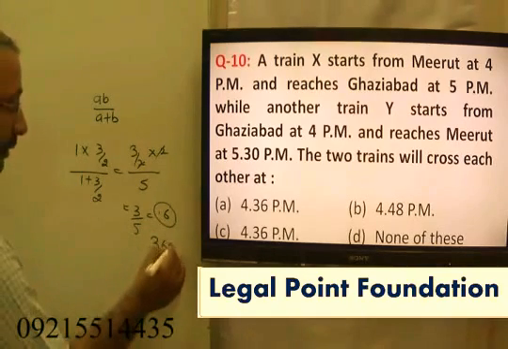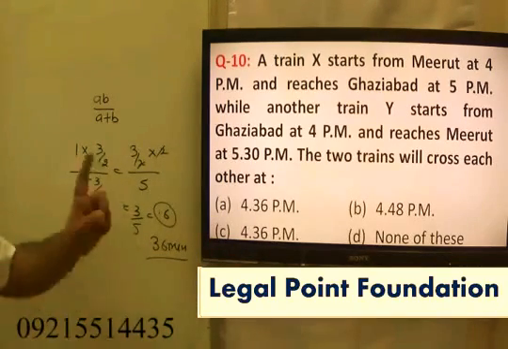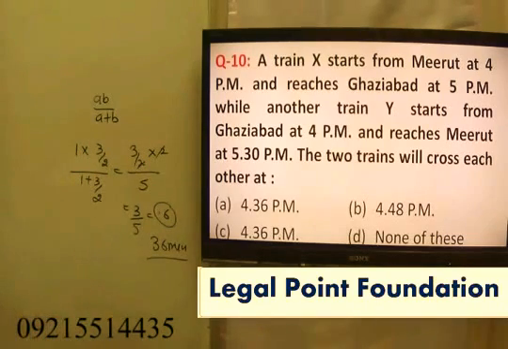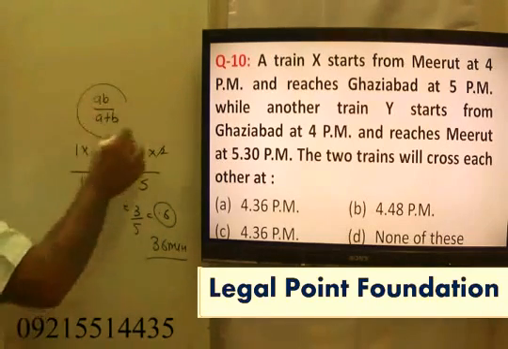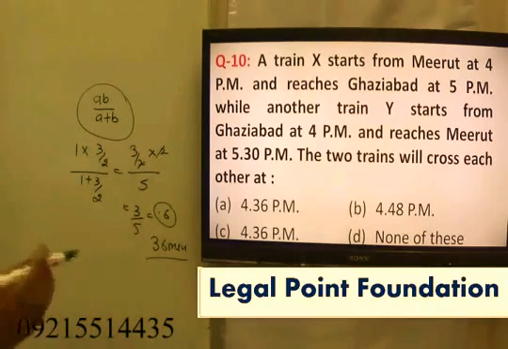Don't commit the mistake here. Sometimes you take it as 60 minutes, that is wrong, because 0.6 is 0.6 hours. Okay, how many minutes are there in one hour? 60. 0.6 into 60, how much did you get? 36 minutes, right? What will you say? When the trains cross each other at 4:36, that becomes your answer. You can apply this shortcut when both trains start at the same time, just apply AB upon A plus B. So this simply tells you after how much time they will meet, right?